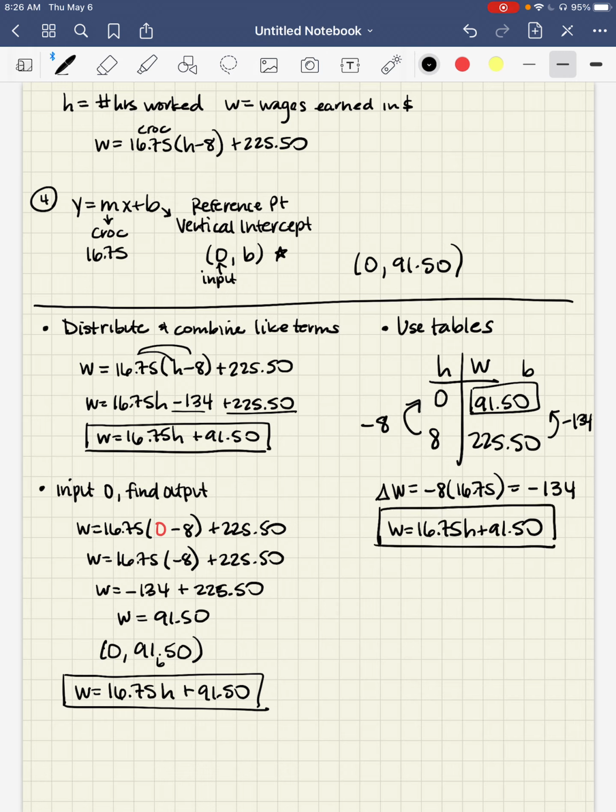All right, so notice that either of those ways gets you the same formula, so it's not like one is better than the other. I would just say pick the way that makes the most sense to you and go from there. That can be the way you do it.